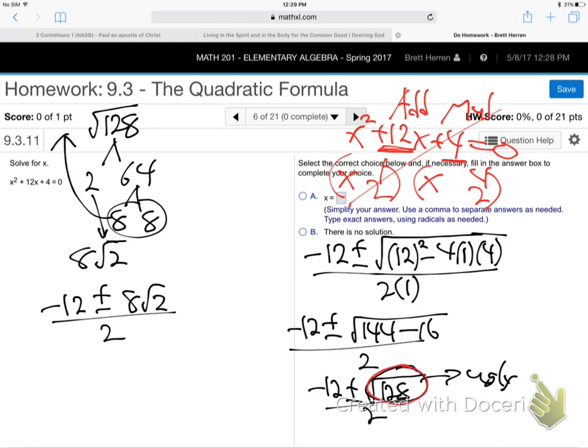So the root of 128 became 8 root 2, didn't it? By calculator or by handwork this way. You remember how to simplify roots, right? We break them down and do the 2 for 1, right? That's the golden rule of roots. 2 in, 1 out. 2 8s in, led to 1 8 out.